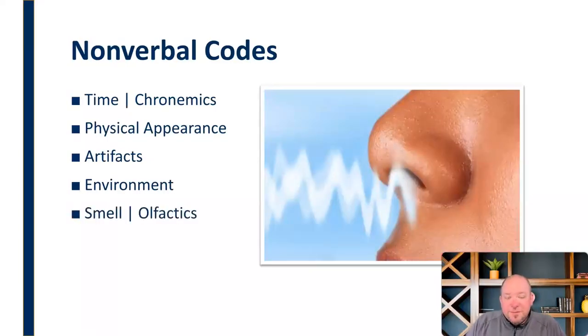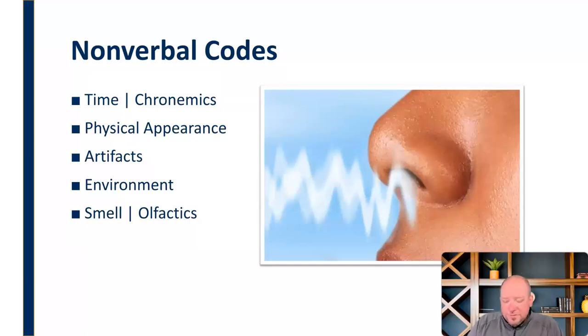And then the last one I'm going to really talk about here is smell. It is another nonverbal code that we use. It's a way that we express ourselves nonverbally. It's called olfactics, right? So we use our sense of smell to identify things about people, but also, culturally, we identify what we like as a smell, for example.